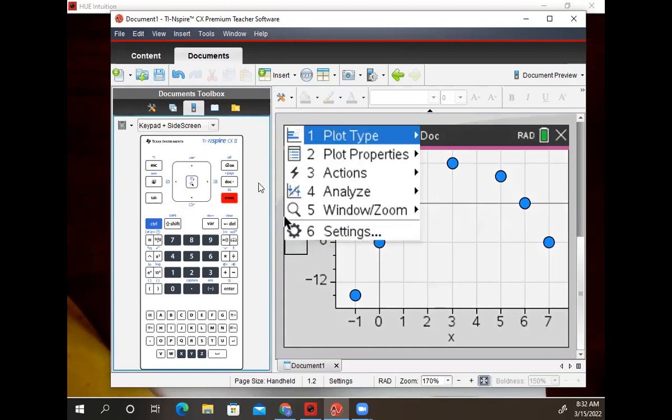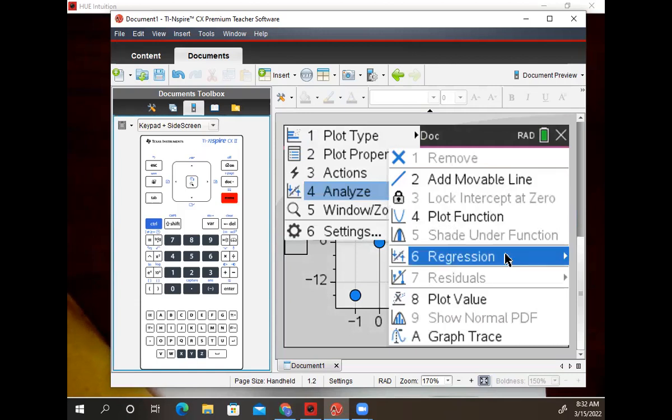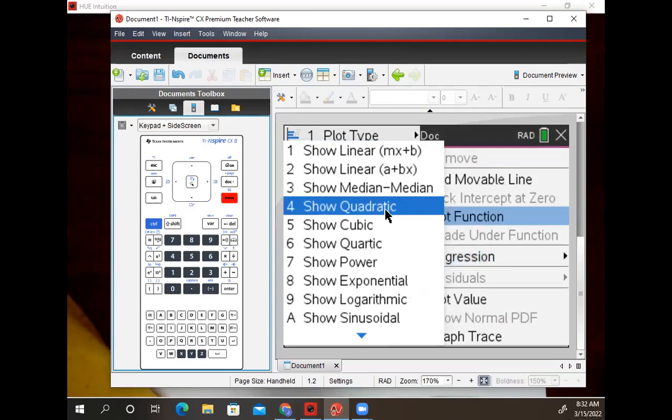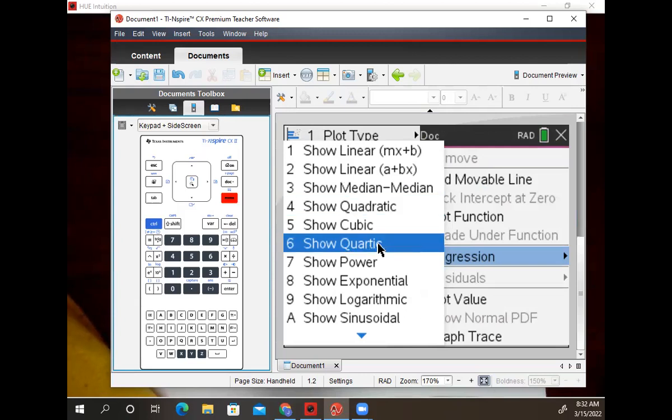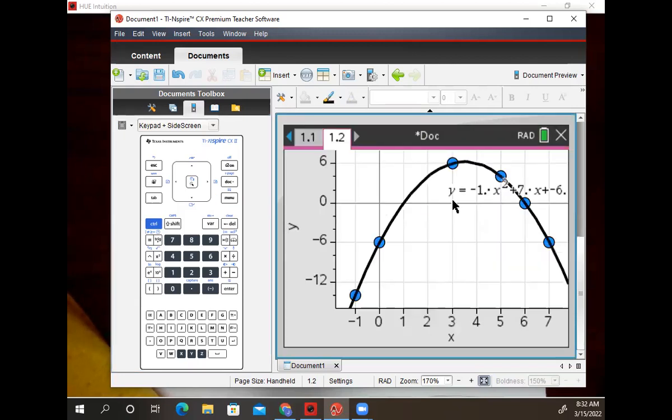So I'm going to hit the menu key and go down to Analyze. What I want it to show me is a regression. That means show me the function that best fits this data. And then I want to have it show me a quadratic regression. Make sure you pick quadratic. There's another Q1 here. That's quartic. That's an X to the 4th function. That's not what we want. So make sure we select Show Quadratic.